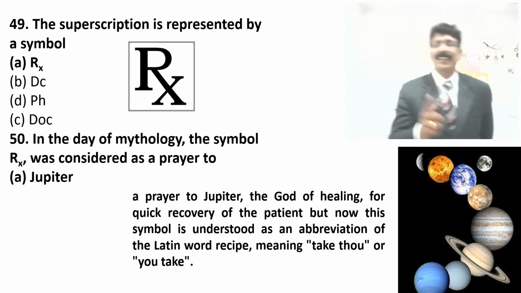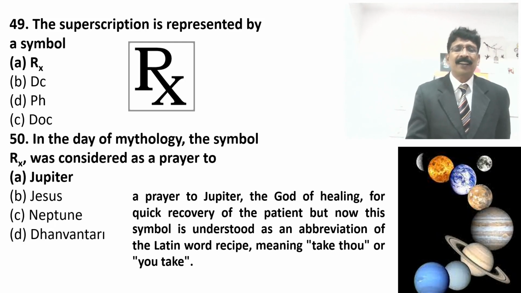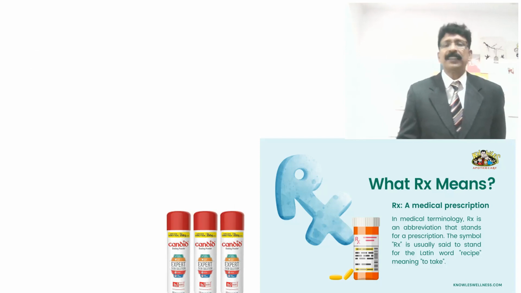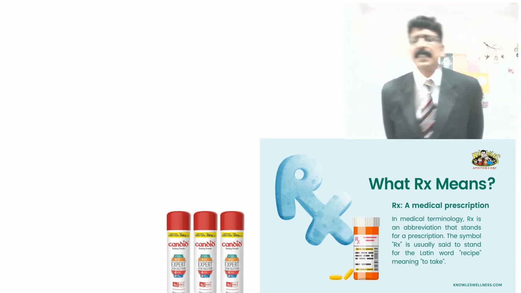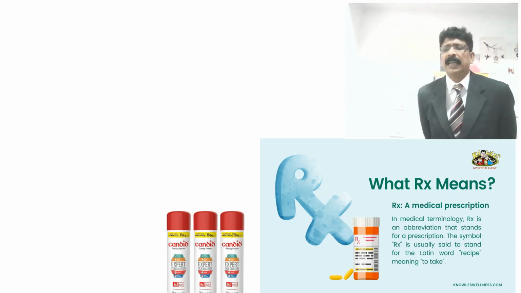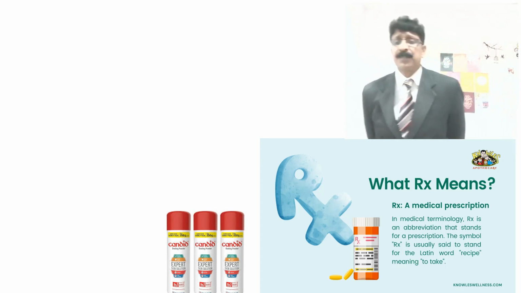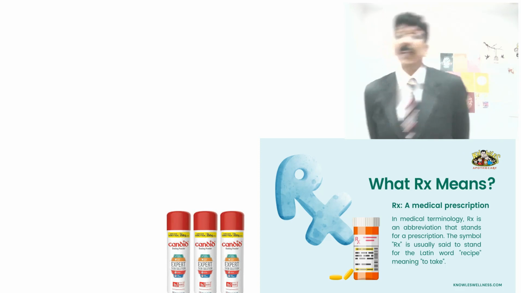Jupiter is a god of healing, not Jesus, not Neptune, not Dhanvantri. So now we are going to discuss what Rx means. In medical technology, Rx is an abbreviation that stands for prescription, the superscription. The symbol is usually said to come from the Latin word recipe, meaning to take.